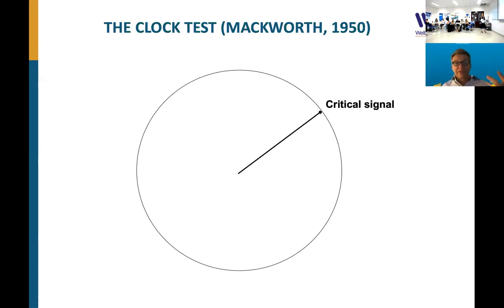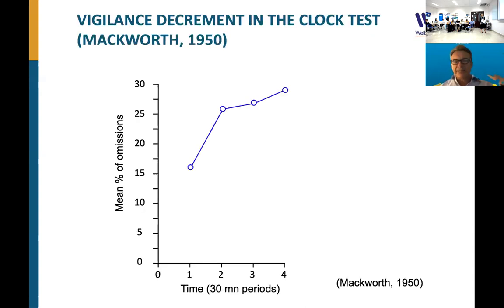Okay, and so what are the results? Again, they did it for 2 hours, and the results have been reproduced in a lot of experiments. So here you see on this scale you have the time per 30-minute period. The 2 hours have been split into 30-minute periods. And here this is the mean percent of omission. So omission means that the subject, the volunteer, did not press the button when it was the time to press the button, when there was a critical signal, the double jump on the clock.